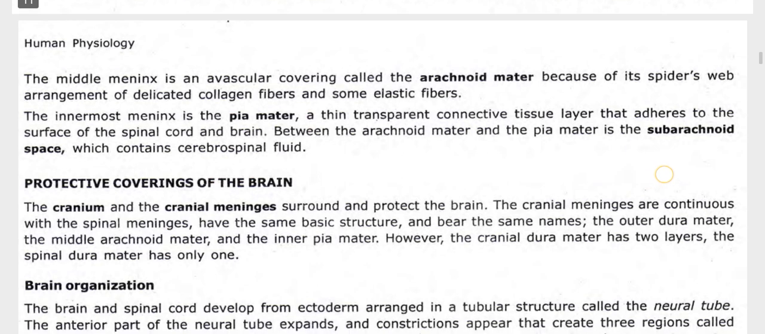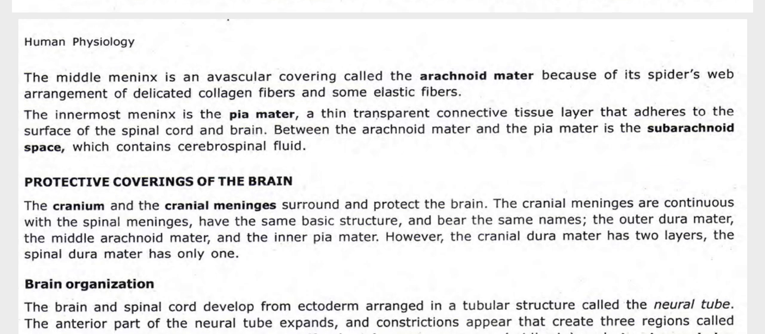The middle meninx is an avascular covering called the arachnoid mater because of its spider web arrangement of delicate collagen fibers and some elastic fibers. The innermost meninx is the pia mater, not sure about the pronunciation, a thin transparent connective tissue layer that adheres to the surface of the spinal cord and brain. Between the arachnoid mater and the pia mater is the subarachnoid space, which contains cerebrospinal fluid.